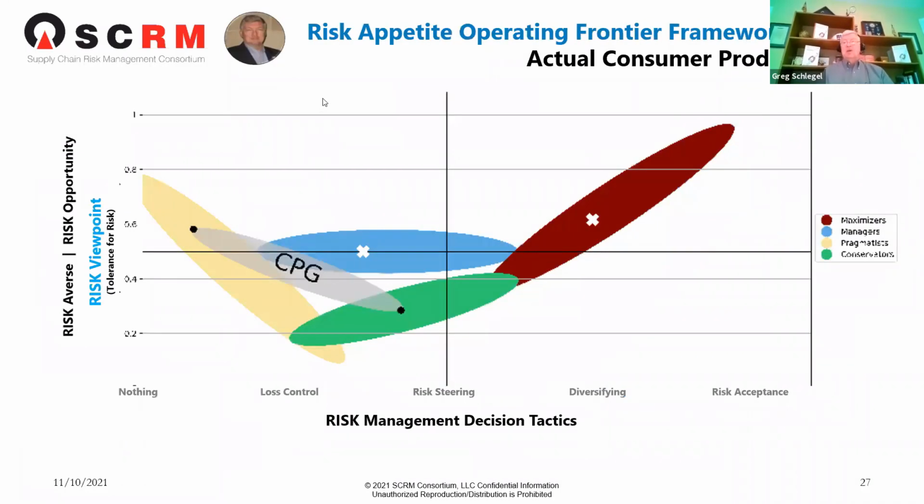This is an actual consumer packaged goods company, CPG. There's the graph, and the tool has positioned the company in terms of what we call a pragmatist conservator. All right, you can see the color-coded elements of perspective. The red are maximizers, the green are conservators, the blue are managers, and the yellow are pragmatists. So this particular company touches 2, pragmatists and conservators.